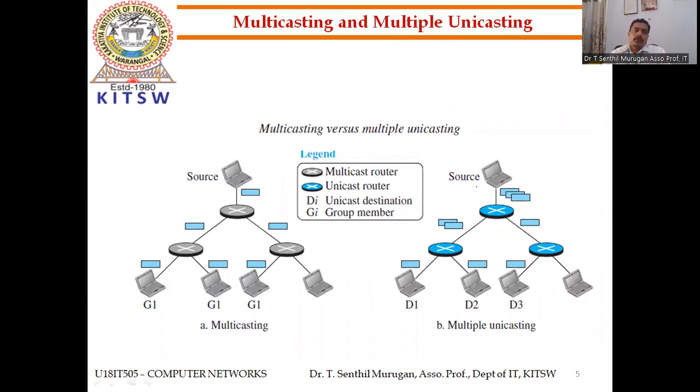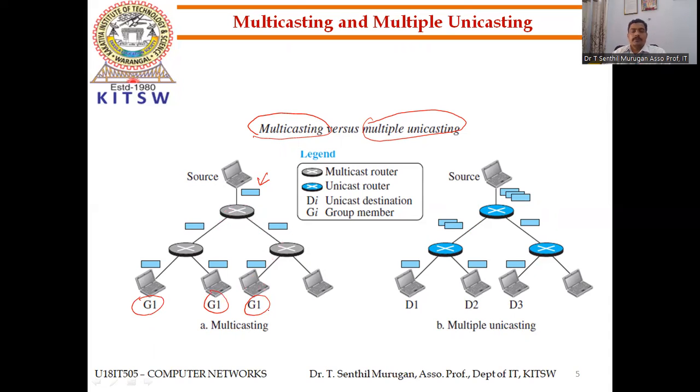So we must know what multicasting and multiple unicasting are. Multicasting means a single message is delivered: the same message copy is delivered to the group members. There is no individual message. The message is common, and a copy of it is sent to the individual members of the group.